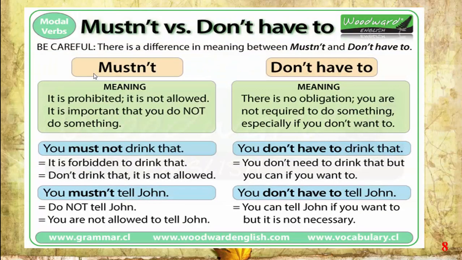Okay, look at the meaning of mustn't and don't have to. So you can look at this. You must not drink that means it is forbidden to drink that. Don't drink that. It's not allowed. មិនអាចញ៉ាំអានឹងគឺមិនអាចដាច់ខាតមិនឲ្យញ៉ាំដាច់ខាត. You mustn't tell John. Do not tell John. You are not allowed to tell John. គឺមិនឲ្យប្រាប់ John ដាច់ខាត. And don't have to. You don't have to drink that. យើងមិនចាំបាច់ញ៉ាំអានឹងទេ.